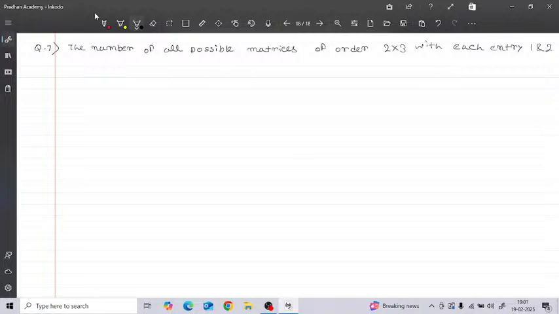So let's consider a 2 cross 3 matrix, with 2 rows and 3 columns: A11, A12, A13, A21, A22, and so on. We will use some permutation and combination logic here. Here the total number of elements is 6. For the first element, what are the choices? We have two choices, either 1 or 2.